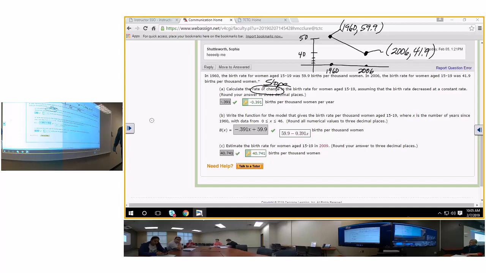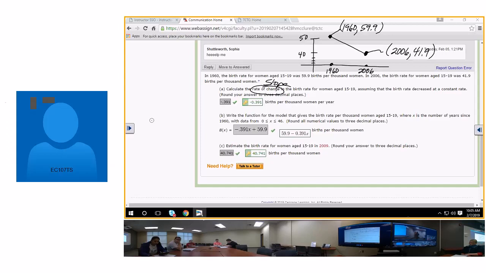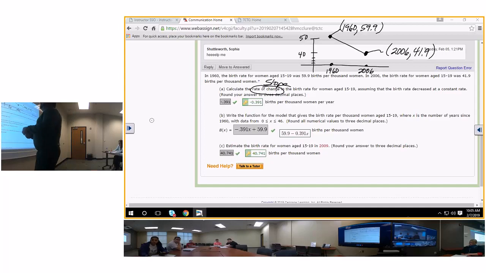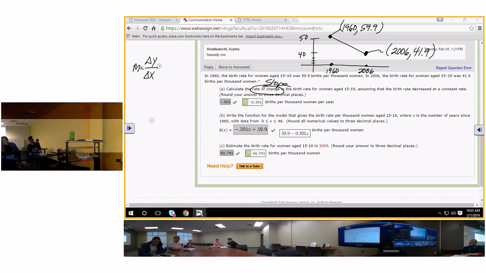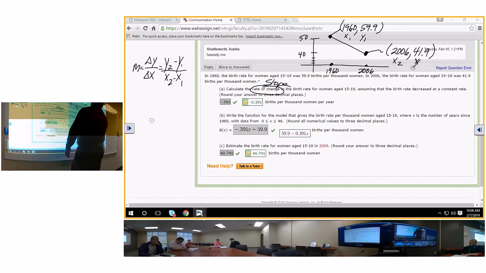How do you find the slope? Y sub 2 minus y sub 1 over x sub 2 minus x sub 1. Delta y over delta x, right? So the slope is equal to delta y over delta x, which is equal to y sub 2 minus y sub 1 over x sub 2 minus x sub 1. Which way do we read? Left to right. So this is x sub 1, y sub 1, this is x sub 2, y sub 2.